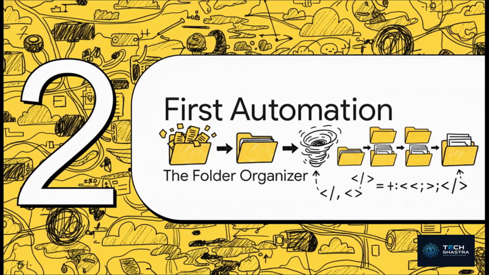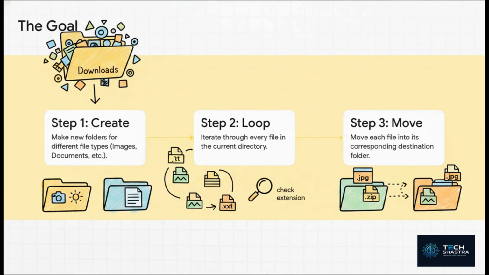Okay, you've got the basic vocabulary down pat. Now, let's actually put it to work with a simple, but you'll see, an incredibly useful first project. We are going to build a script that cleans up a messy folder for us automatically. Here's the game plan. Just picture your downloads folder right now. Total chaos, right? A mix of images, documents, zip files. Our script is going to fix that. First, it'll create new folders, like images and documents. Then, it's going to loop through every single file, check its extension, like .jpg or .txt, and then move it into the right folder. It's simple, it's powerful, and it's a huge time saver.